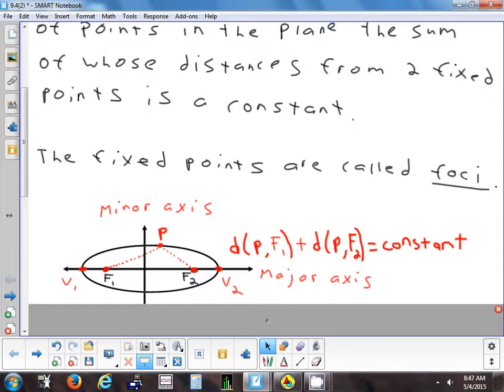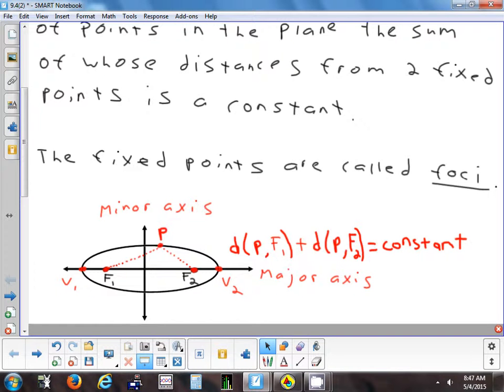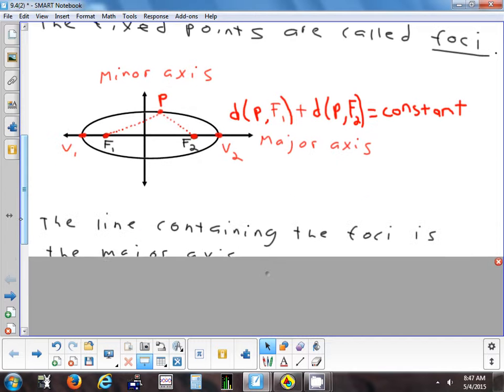If you take the distance from any point to the first focus, take the distance from that same point to the second focus, and add those two distances up, you're always going to get a constant. A few other things I have labeled, which I'll define. We have a major axis, running horizontally in this case, a minor axis running vertical, and V1 and V2, which are your vertices. We'll define each of those terms.